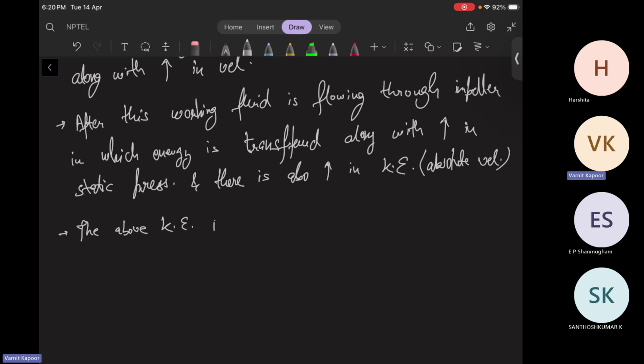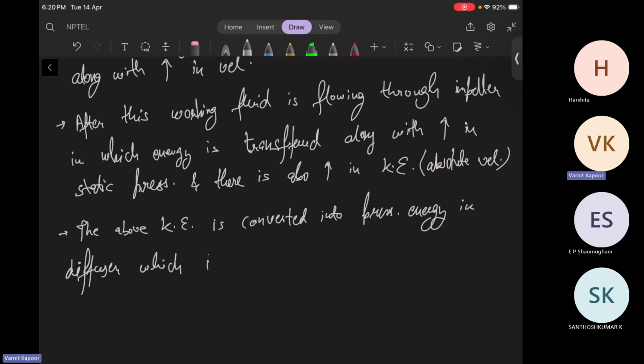The above kinetic energy is converted into pressure energy in the diffuser, which is known as the energy transformation process.